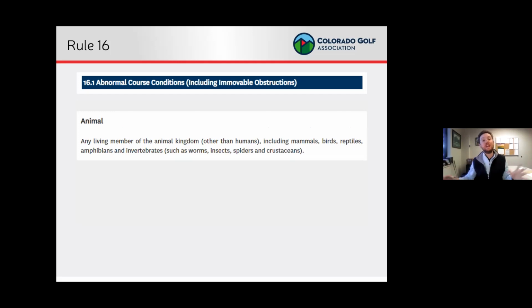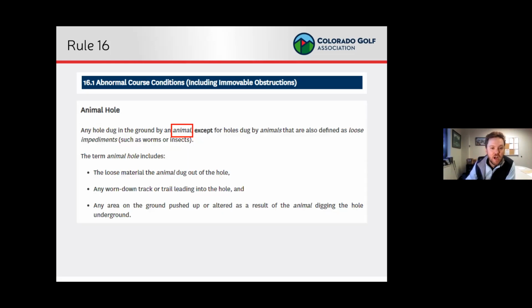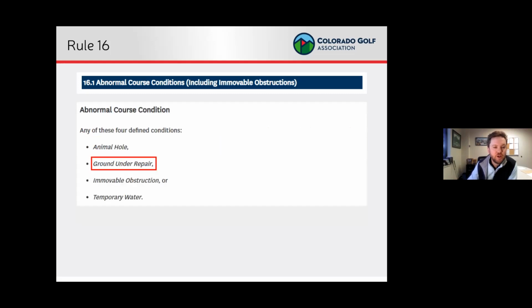So while anything other than a human is considered an animal, again, going back to the definition here, an animal hole is any hole dug by an animal except those loose impediments. So those loose impediment animals, those worms, yes, they are animals, but they are not considered to be created animal holes. You could probably see how problematic that would be. Those in the morning, get those worm casts, and if every little thing a worm did was considered an animal hole, a lot of holes would be not unplayable, but you could get relief anywhere you wanted. So it excludes those things made by insects and things that are considered loose impediments. So just a point of clarification there.